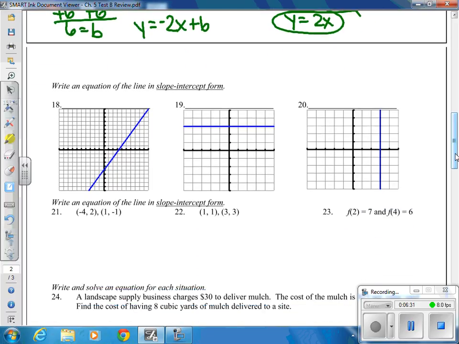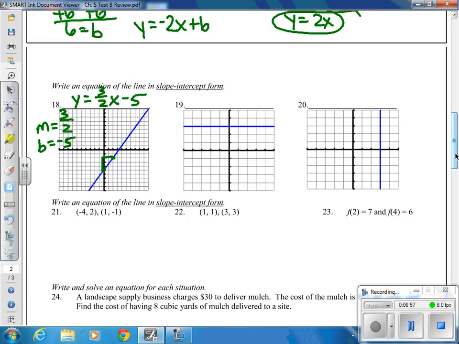18, 19, and 20 are some more equations in slope-intercept form from graphs. So once again, we need to find the points. In number 18, I'm going to use this point right here, and then the next one I'm using is this one. It's all about the m and the b, so you have to find all that stuff first. For the m, I'm going to rise 3 and run 2, so that's 3 over 2. And then for the b, it's at 1, 2, 3, 4, 5, negative 5. So your equation is y equals 3 over 2x minus 5.